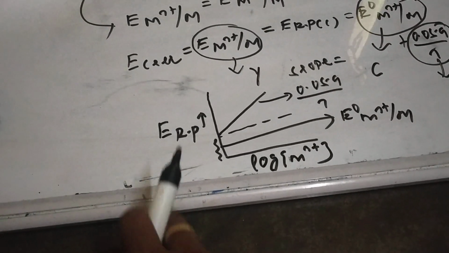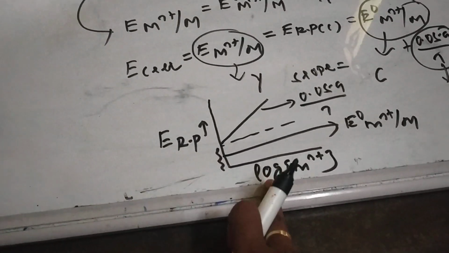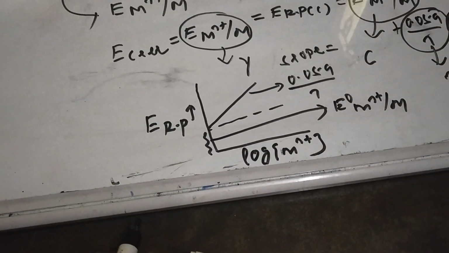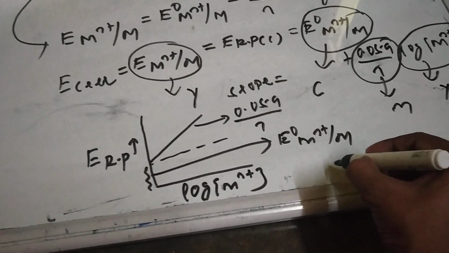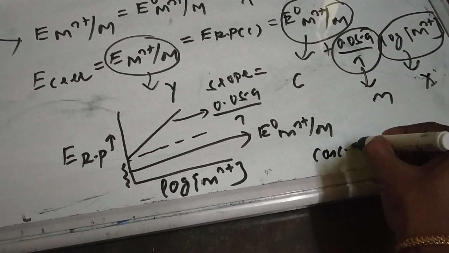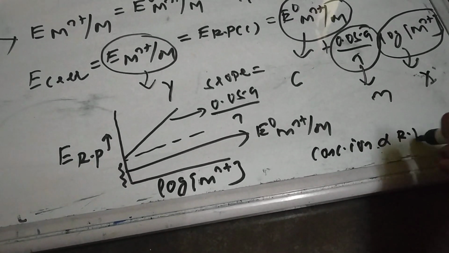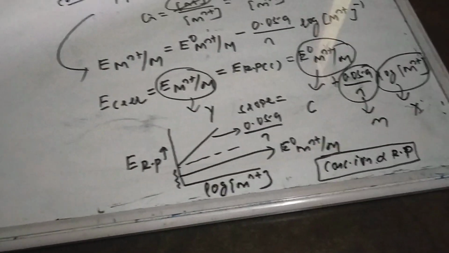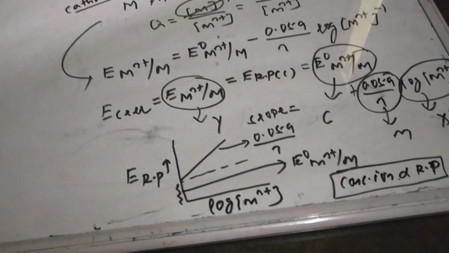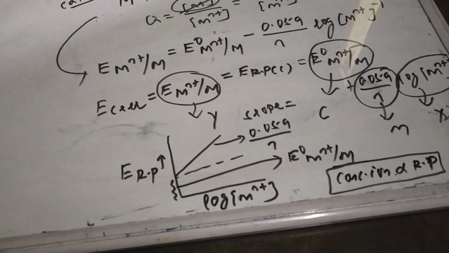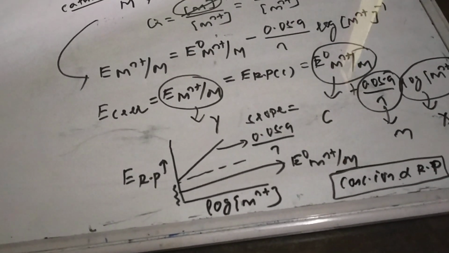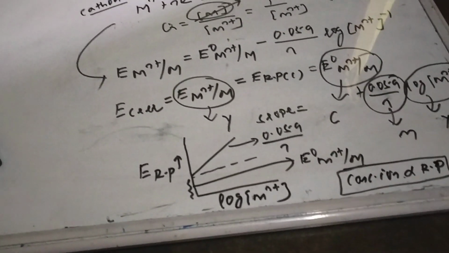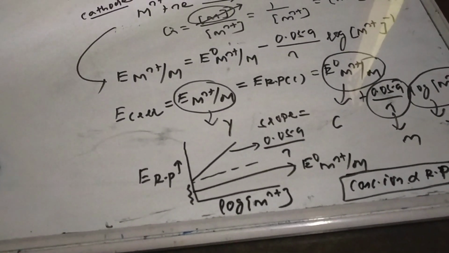Now we have a relation between the reduction potential and the concentration of ion. As the concentration of ion increases, the reduction potential at the cathode also increases. That indicates the concentration of ion is directly proportional to the reduction potential. So we get two things: the oxidation potential is inversely proportional to the concentration of ion, and the reduction potential is directly proportional to the concentration of ion. In the next class I will talk about the secondary reference electrode, that is the calomel electrode.